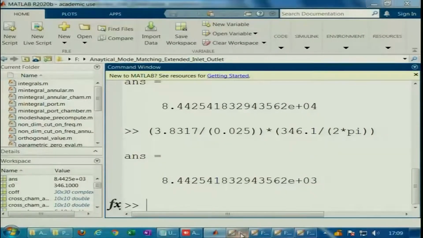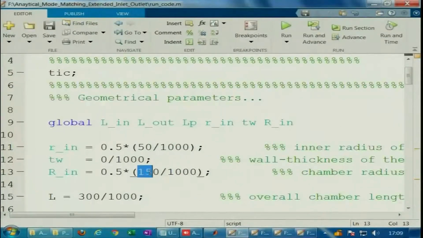This is one point I want to tell. Now, suppose let us increase this diameter, okay, let us make it 200 or maybe 250, 5 times the expansion ratio.